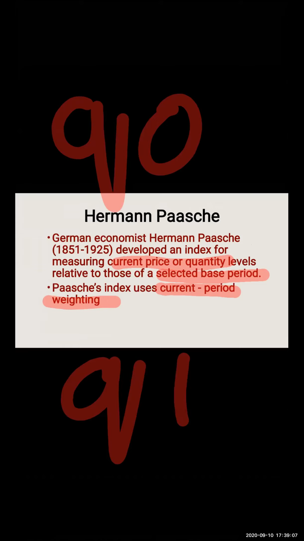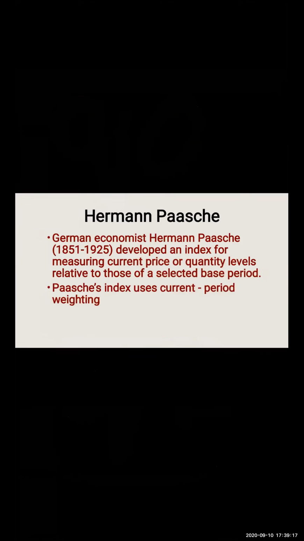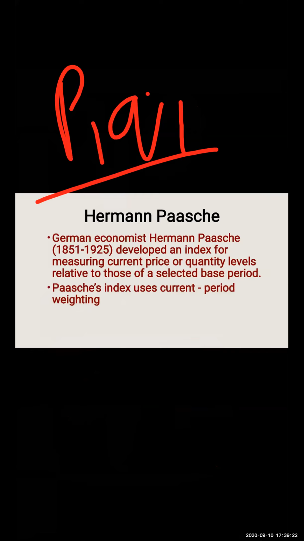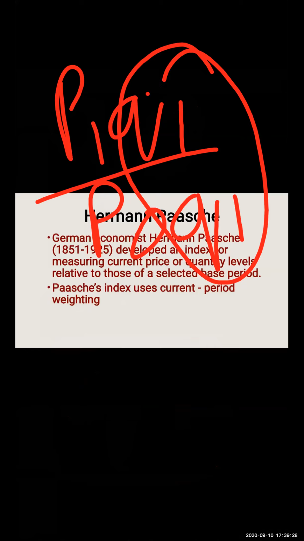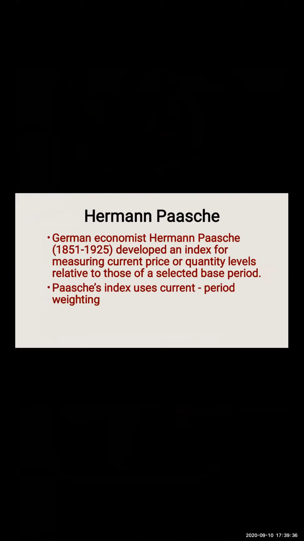Yes, base here. And Paasche is going to use Q1 as the weight index. That means P1, Q1, PO and Q1. So he is using the current year's weight index. Okay, can we move ahead now? If whatever he's telling is clear, then okay.